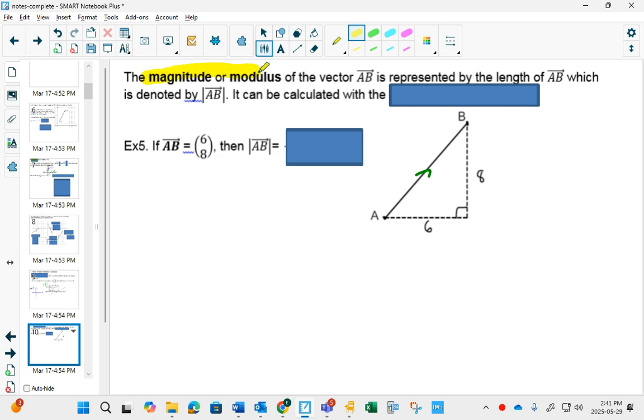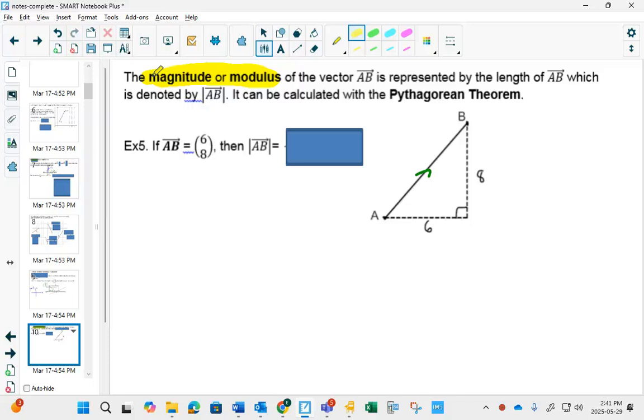Now we get into some math. Yay! We've just been defining things. Once we get into the math, it's a little bit more exciting. The magnitude or modulus of a vector is how long it is. And you can calculate it with the Pythagorean theorem. A squared plus b squared equals c squared.